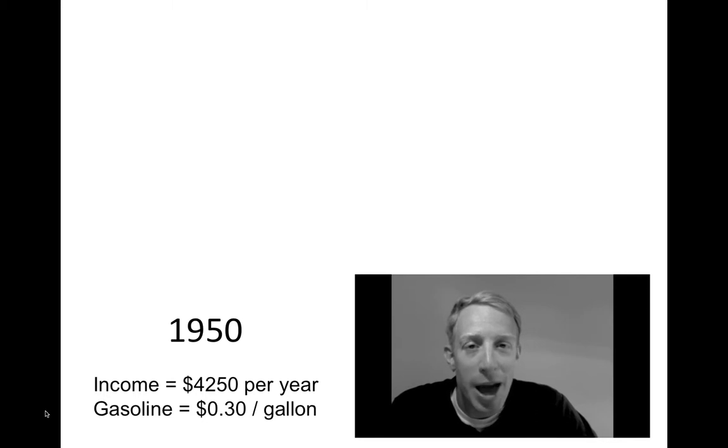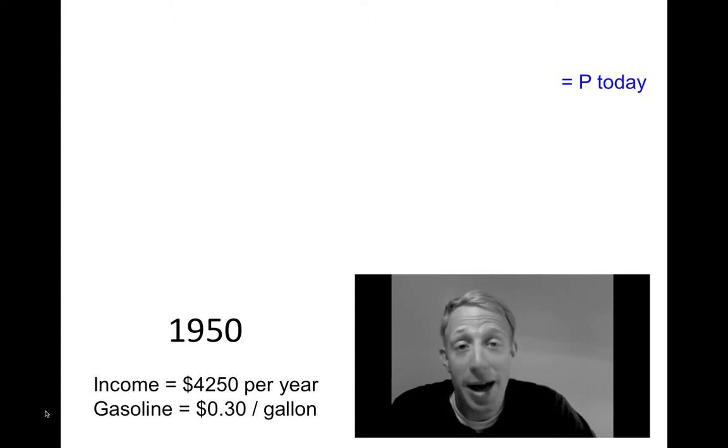The price that we have today can be compared to the prices that people paid for things or the incomes that people earned in the past. To do that, we set up a little equation. On the right-hand side of the equation, we have the number that we're looking to discover, which is the price that things should be today. On the left-hand side of the equal sign, we have the price or the income that people earned in the past, and we multiply that by the consumer price index.